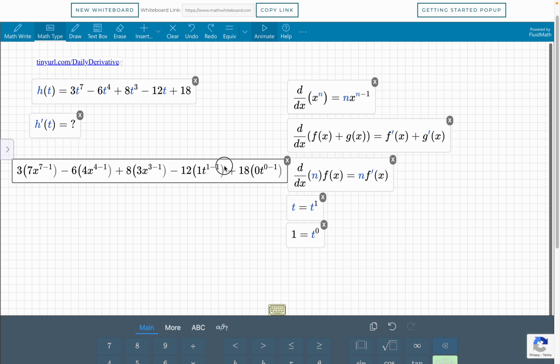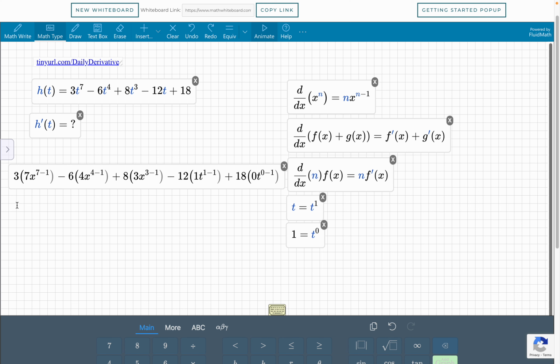Let's start simplifying. 3 times 7 is 21. 7 minus 1 is 6. Negative 6 times 4 is 24. 4 minus 1 is 3. 8 times 3 is positive 24. 3 minus 1 is 2.